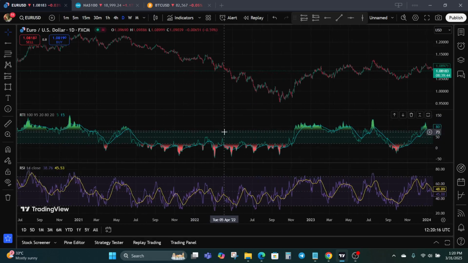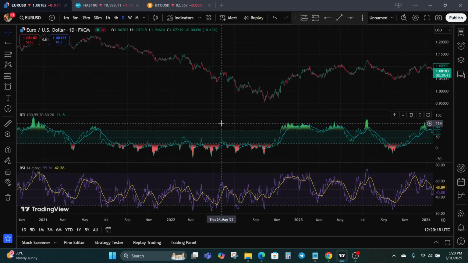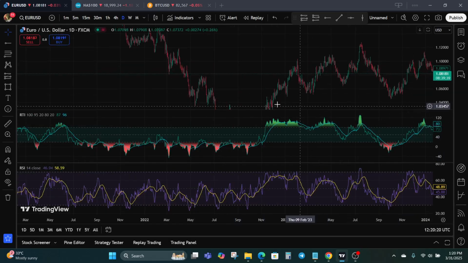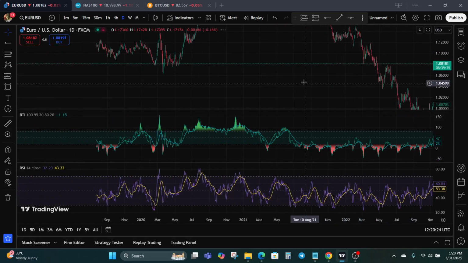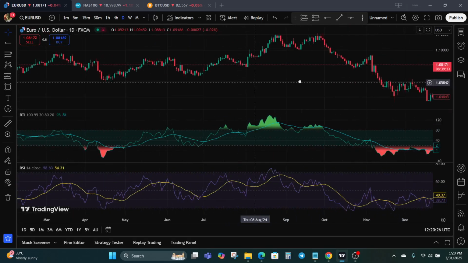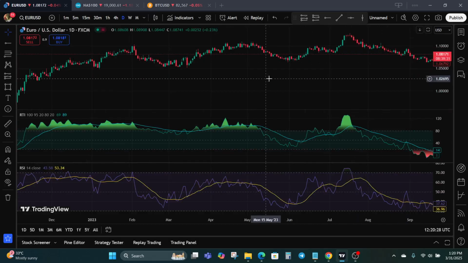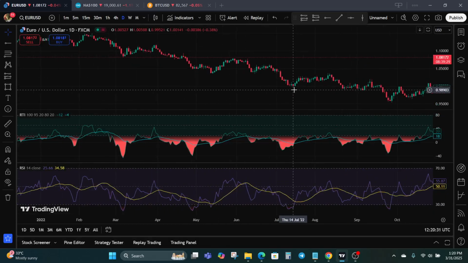Now let's break down the key features of the relative trend index. But before that, I want to show you an example of what I just talked about. A very valid example so that we can be on the same page. I want to be sure that we are on the same page, because I just saw something right now.